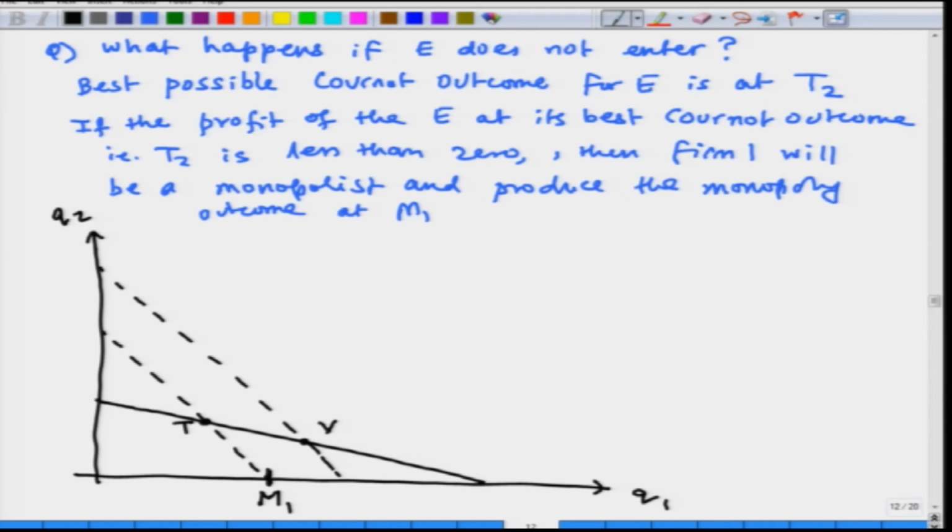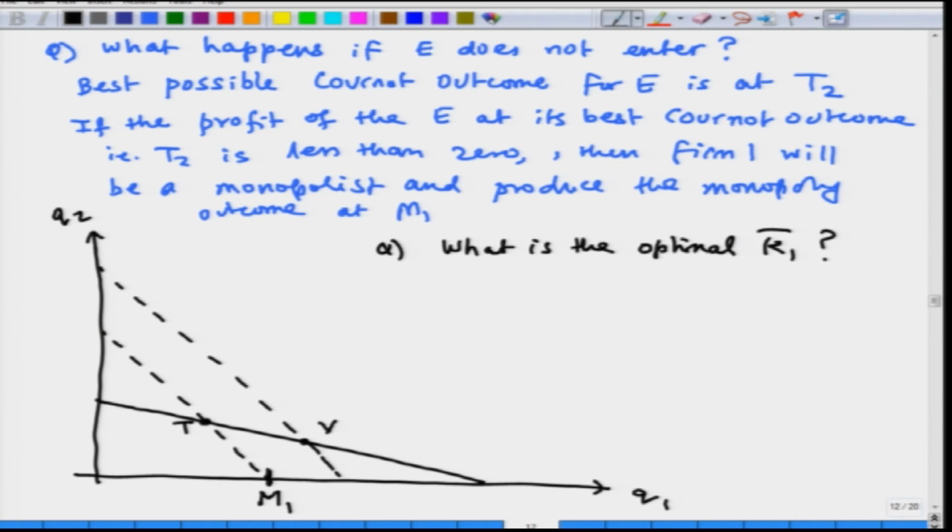So, it will also set its capacity such that K1 bar is equal to M1, right. So we are now moving back to stage 1, wherein we are asking what is the best choice of capacity for firm 1. What is the optimal choice of K1 bar is what we are interested in asking.